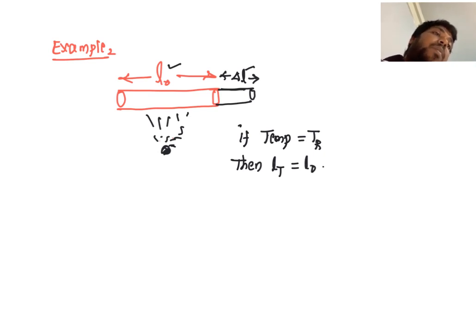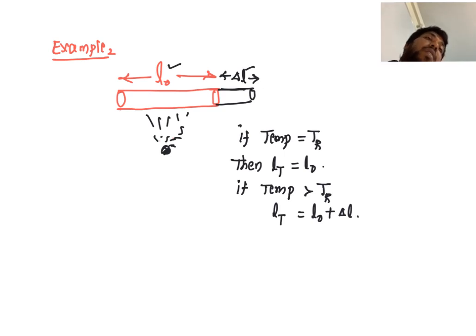Now, if temperature is more than room temperature, that means it is greater than 25 degrees centigrade, then what is going to happen? The total length of the metal rod is going to be equal to the initial length plus some extra length, delta L, right? So what does it mean? If the temperature is increased, then in this particular example, the change in length of the metal rod also is going to increase, right? Now remember this point.